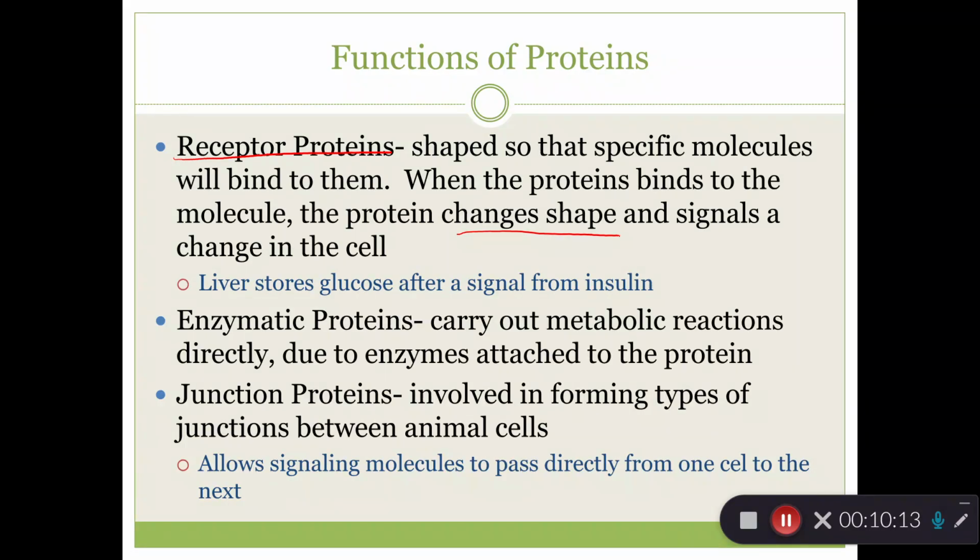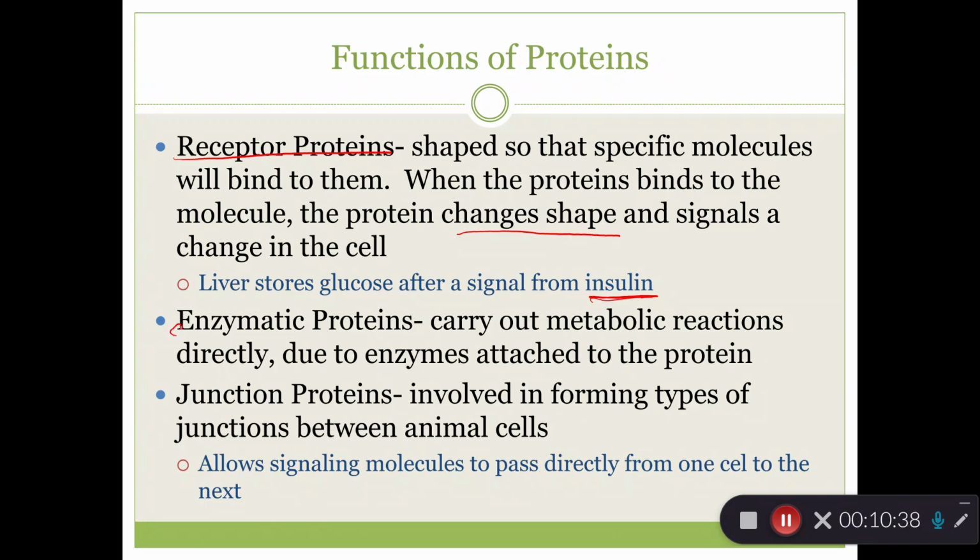An example, liver stores glucose, that's sugar. Liver stores glucose after a signal from insulin. And so insulin is the hormone in your blood that says lower blood sugar. So the sugar will go into the liver because insulin is like a key, it opens the door. Insulin lowers the blood sugar. The sugar goes into the liver.